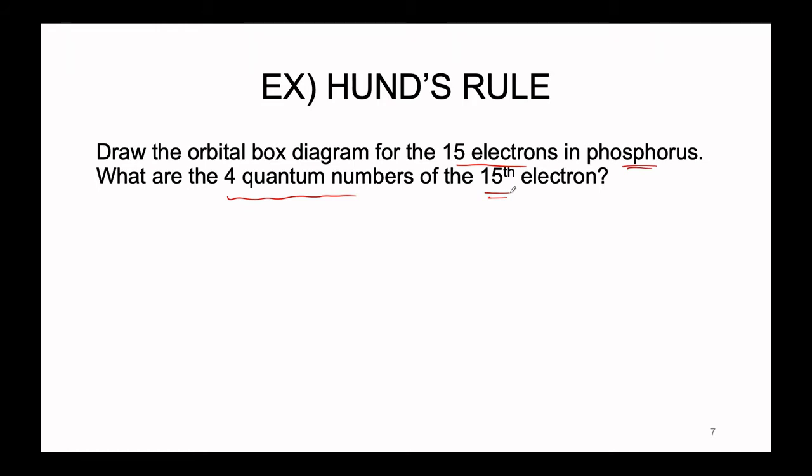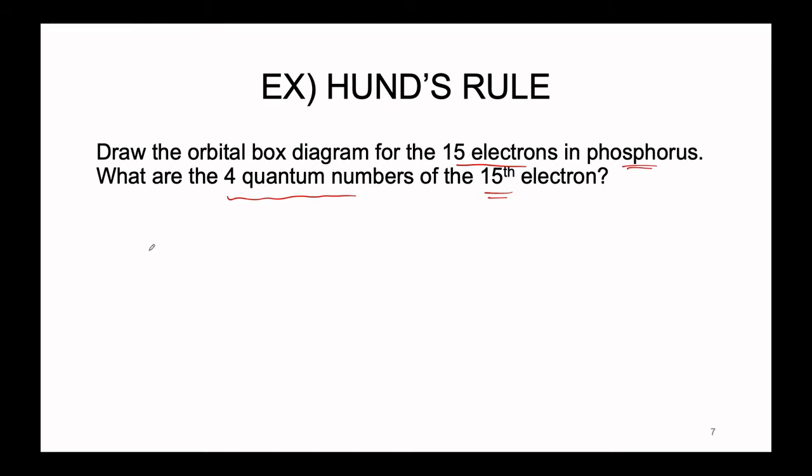All right, welcome back from unpausing. I hope you actually attempted working out, illustrating what the orbital box diagram for this phosphorus was and determining what its quantum numbers were, at least for that 15th electron that gets placed. So let's just do this together.